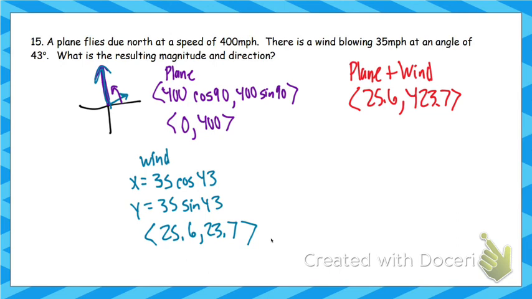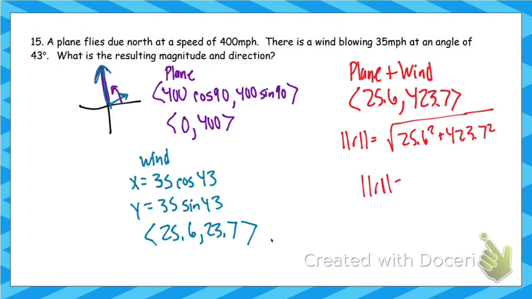Now we take the resultant and we do the same thing we've done so many times already. We find the magnitude using Pythagorean theorem. And we'll have to plug that one in. That's going to give us a little bit of an ugly number as well. But again, there's no negatives at least to worry about here. So I get the resulting magnitude to be 424.47 miles per hour.